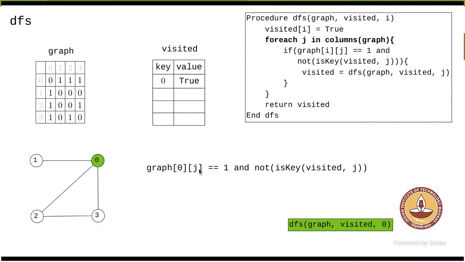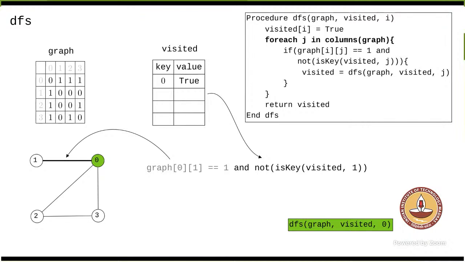So let's go to j equal to 1. Is the first part of it true? Yes, it is true. So there is an edge from 0 to 1. Now, what about not of is key of visited comma 1? It is also true, since 1 wasn't visited before. Is 1 a key of visited? No, 1 is not a key. So not of this will be true. So what happens now?